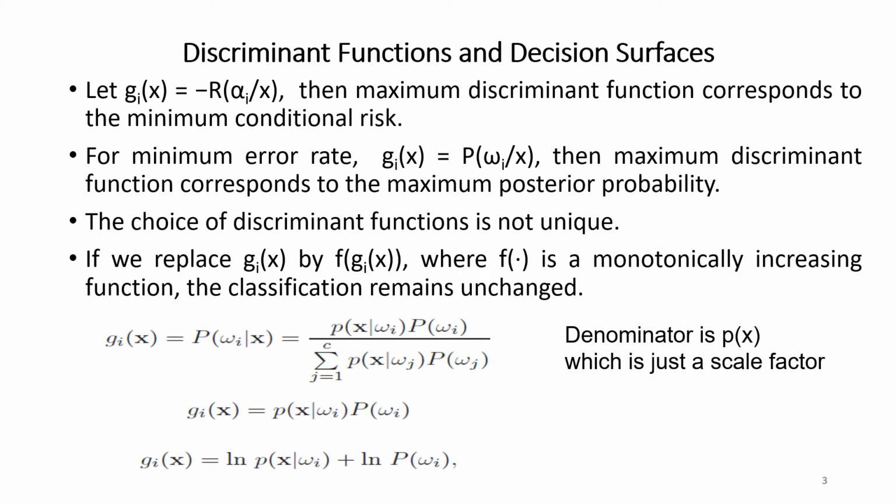If we replace g_i(x) by f of g_i(x), where f is a monotonically increasing function, the classification remains unchanged. Let g_i(x) equal to P of omega_i on x, which can be replaced in terms of the likelihood probability and the priori probability. The denominator here is p(x), which is just a scale factor. Hence, g_i(x) equal to p of x on omega_i times P of omega_i. We can take the logarithm of this equation. Then g_i(x) will be equal to logarithm of p of x on omega_i plus logarithm of P of omega_i.